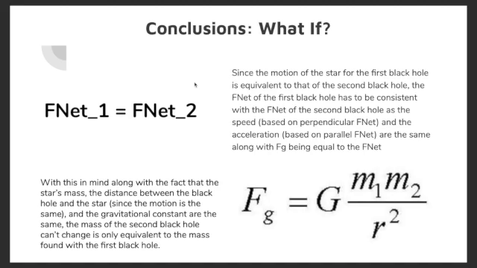Now, since the motion of the star for the first black hole and the second black hole is equivalent, the Fnet has to be consistent with the Fnet of the second black hole, based on the Fnet perpendicular and Fnet parallel having to be consistent with both formulas in order for the motion to be consistent between the two. With this in mind, we can guarantee the distance between the black hole and the star is the same, because since the motion is the same, the star's mass and the gravitational constant are the same, then we can conclude that the mass of the second black hole has not changed and is the same as the first black hole, since Fg, mass 1 of the star, the gravitational constant, and the distance have to be the same, therefore mass 2 is the same.